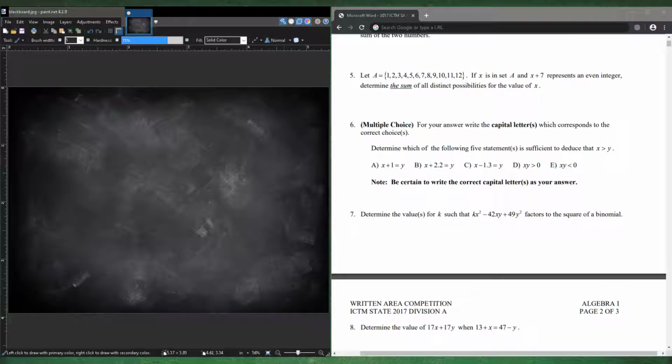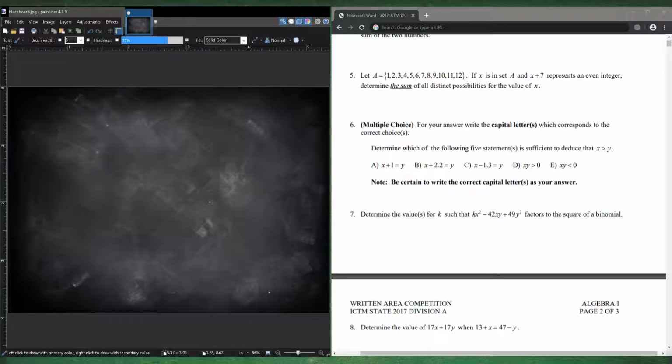For an answer, write the capital letter which corresponds to the correct choice. Determine which of the following five statements is sufficient to deduce that x is greater than y. Okay, so we need to find that x is greater than y. Okay, so A: x plus 1 is equal to y. Does that work? Let's plug in numbers. If x is equal to 1, that means y is equal to 2. Okay, that's not true because x has to be greater than y, but y is greater than x in this case, so A does not work.